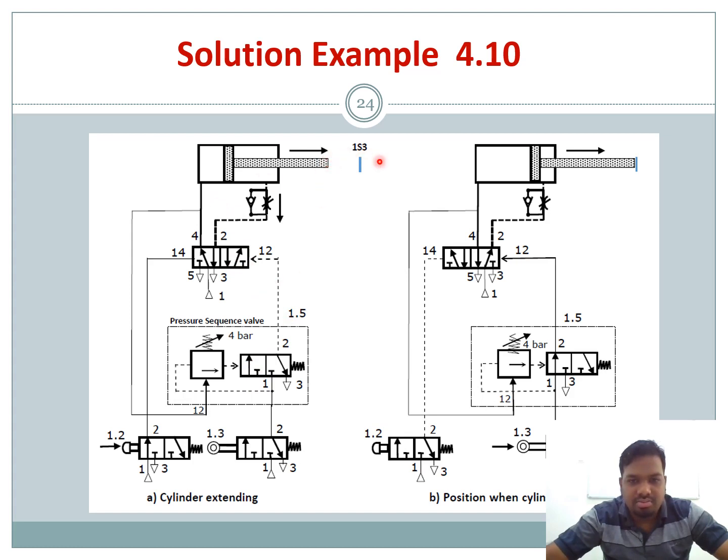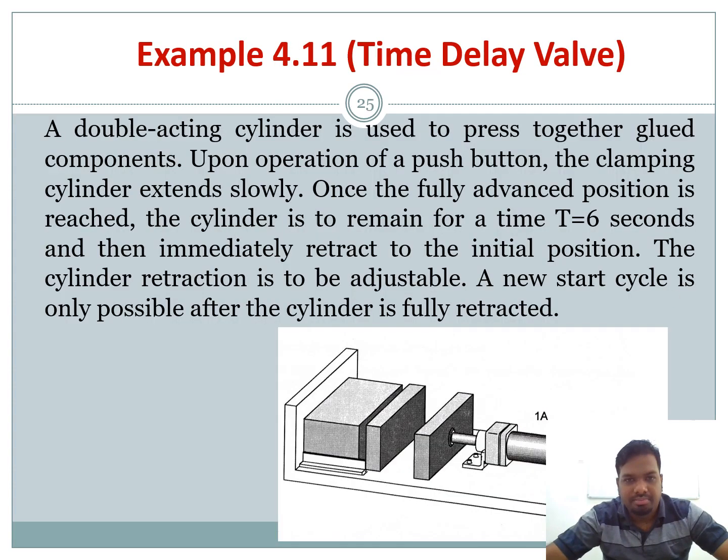Okay, so once you reach 1S3, this switch will be on and it gives signal to the 3/2 valve for you to retract. And you have a limiter here, so extension will be limited, speed will be limited, retraction will be a bit fast. Okay, so we move to the last part of the slide, example 4.11.